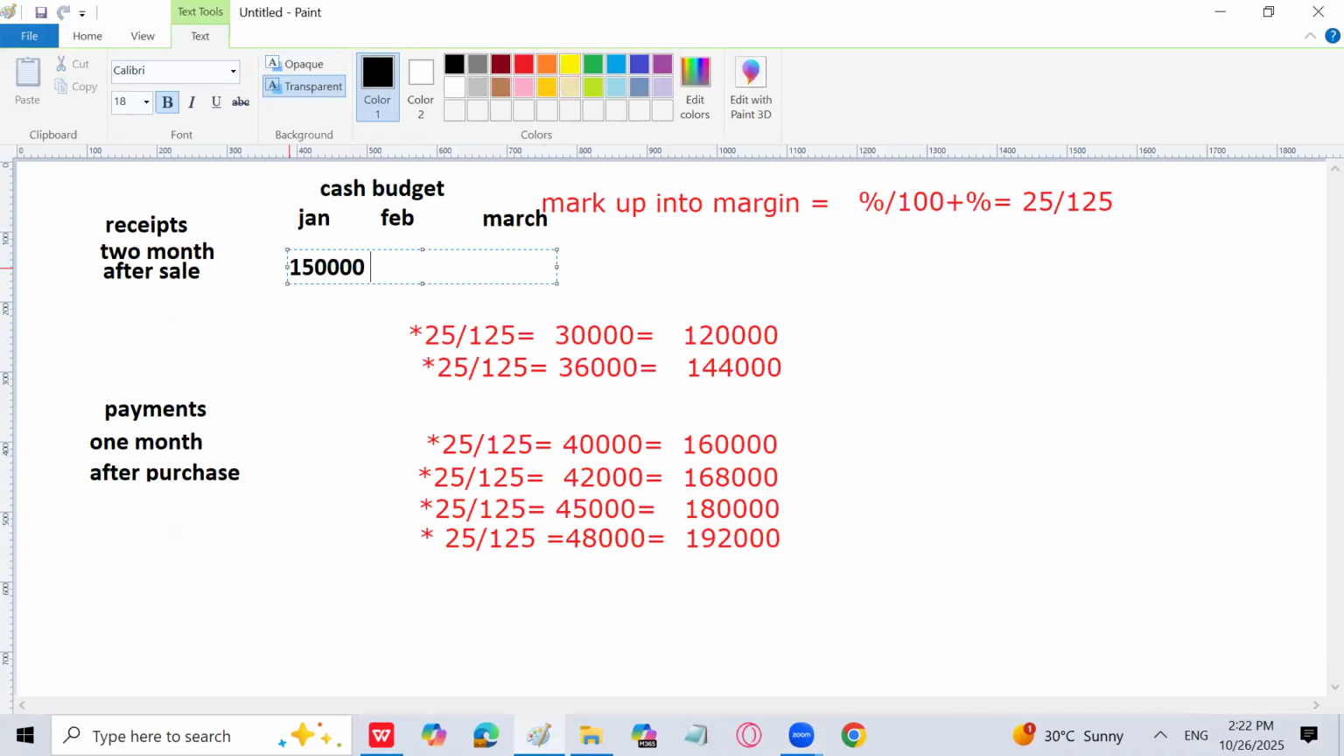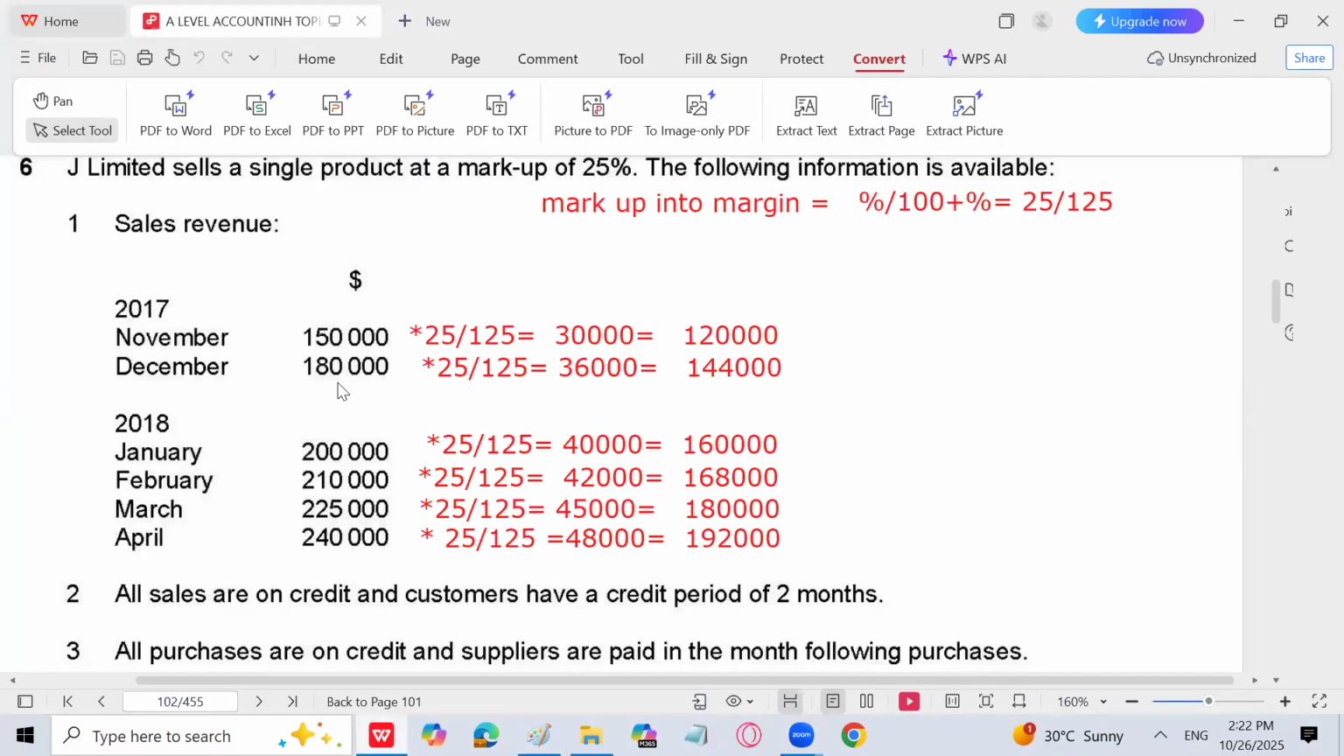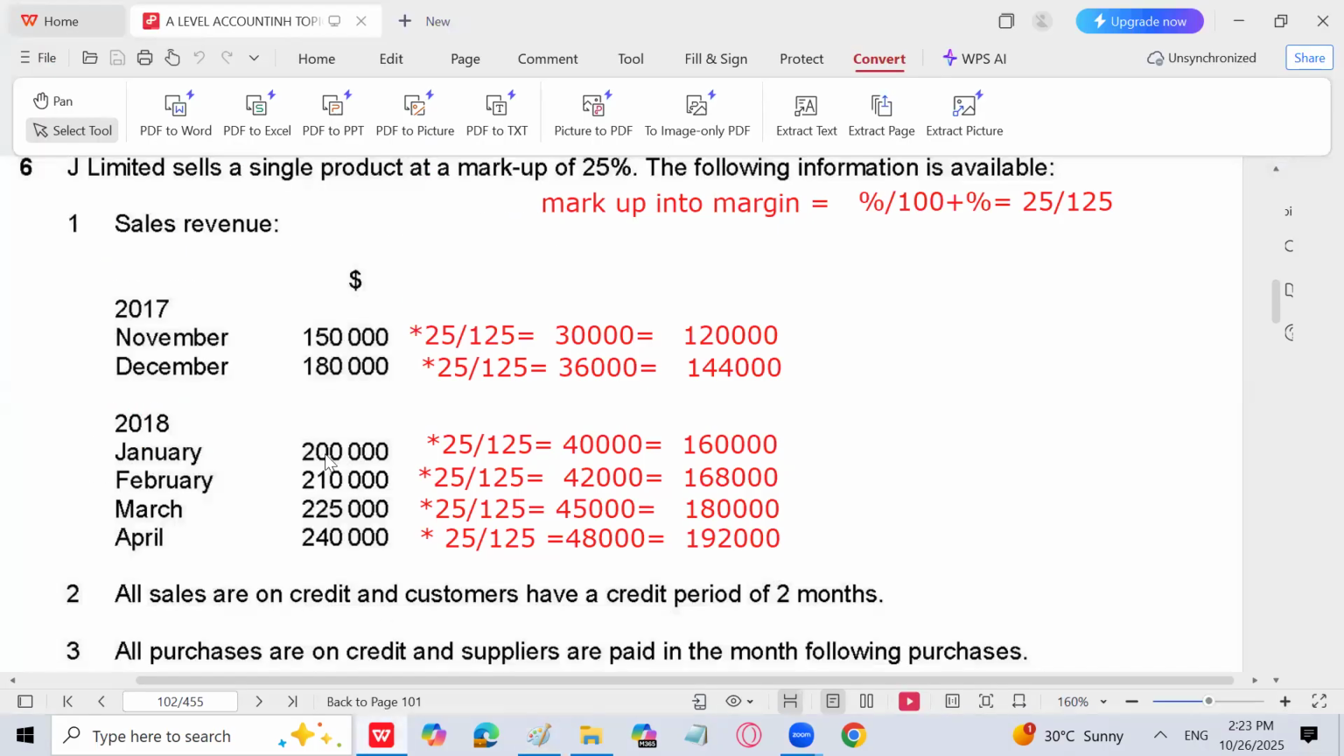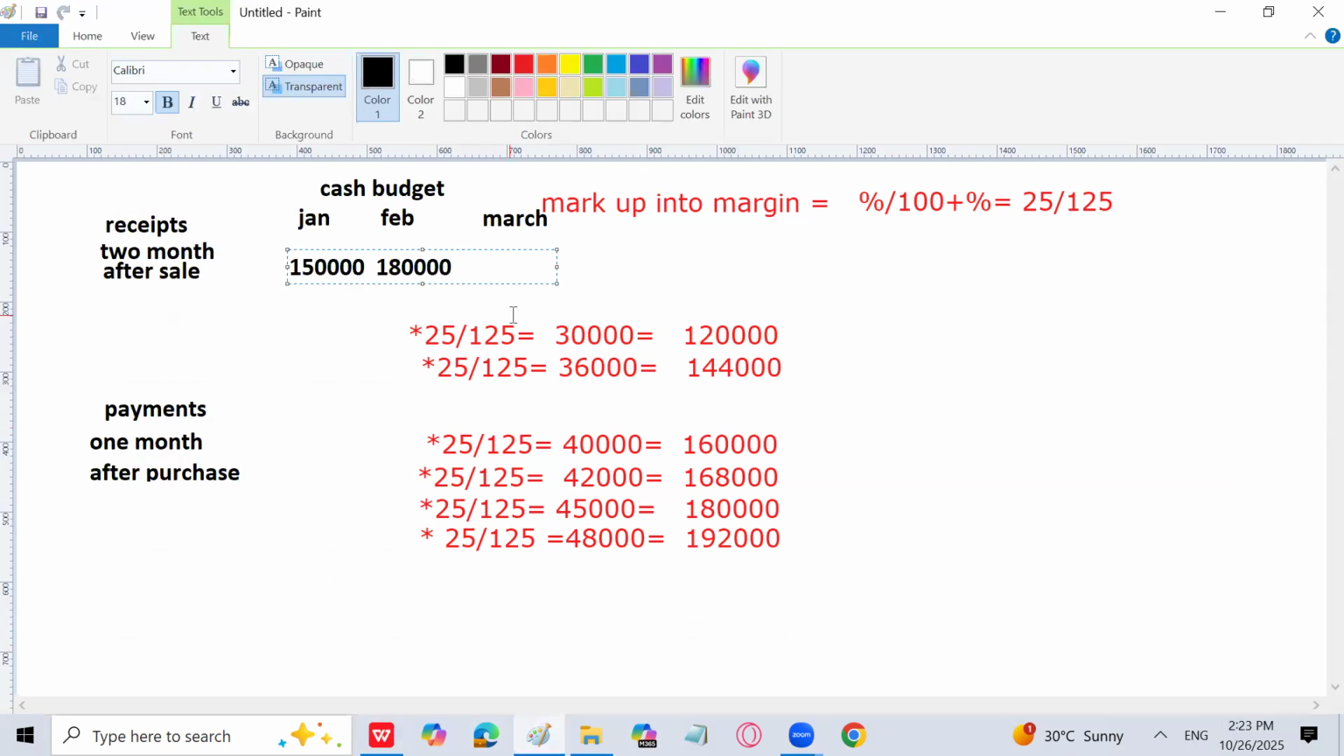That's fine. In February, the December sales of 1,80,000 we are receiving in February. That's even more easier. So 1,80,000 I can write in February. And in March, the January sales of 2 lakh to the customers, because all sales are on credit, so they are going to make us the payment in March. So that we are going to receive in March 2 lakh. So we are done with that actually.